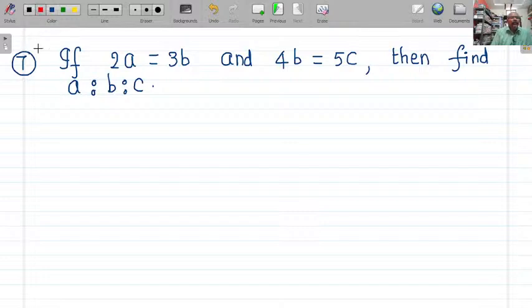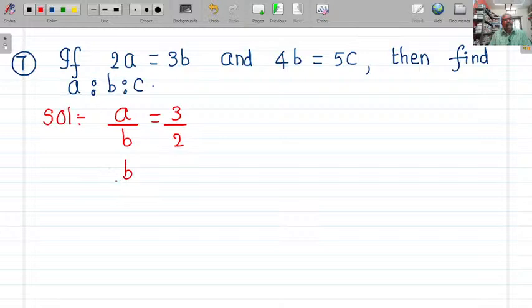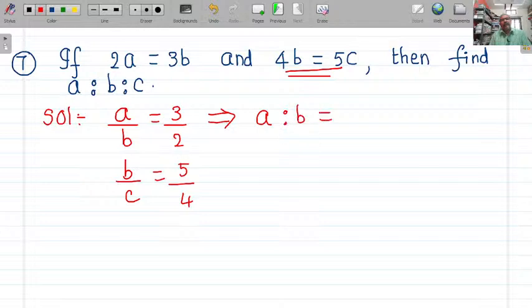So my dear students, how to solve this problem? 2a is equal to 3b. Can we write like this? A by b equals to 3 by 2. If you cross multiply, you get the same thing only. So this can be written B by C equals to 5 by 4. So that means here A is to B. What do you mean by A is to B? Ratio between A and B. That is 3 is to 2. Then what do you say about the ratio between B and C? That is B is to C is equal to 5 is to 4.